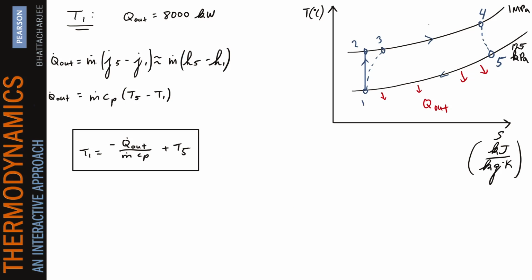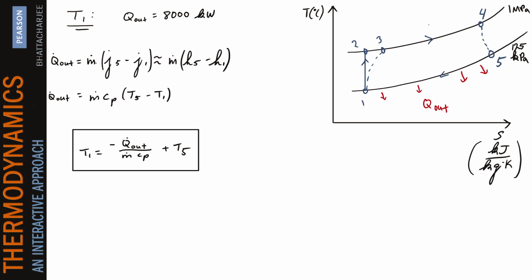The information we still need is T1, the compressor inlet temperature, T2, the ideal compressor outlet temperature, and T3, the actual compressor outlet temperature. We can determine the compressor inlet temperature, T1, by using the information we are given regarding the heat rejection rate. Since we are also given the temperature at which the air exits the turbine, T5, we can easily determine T1.